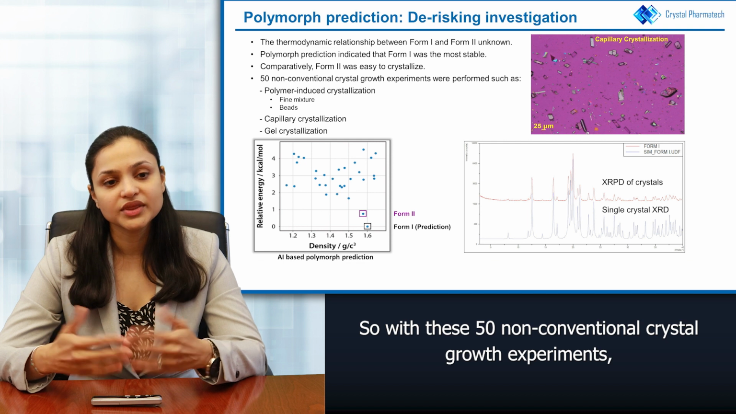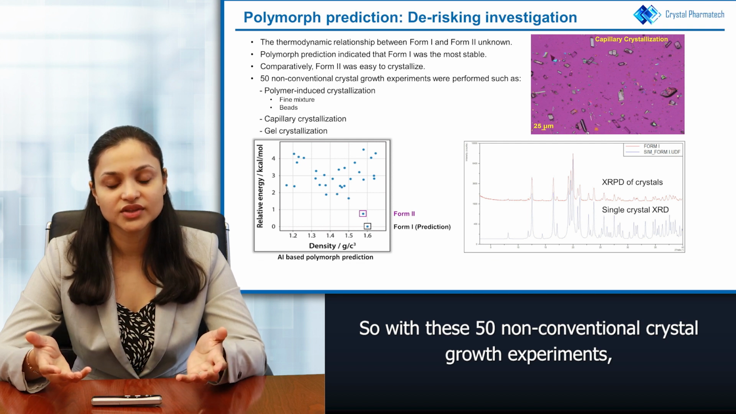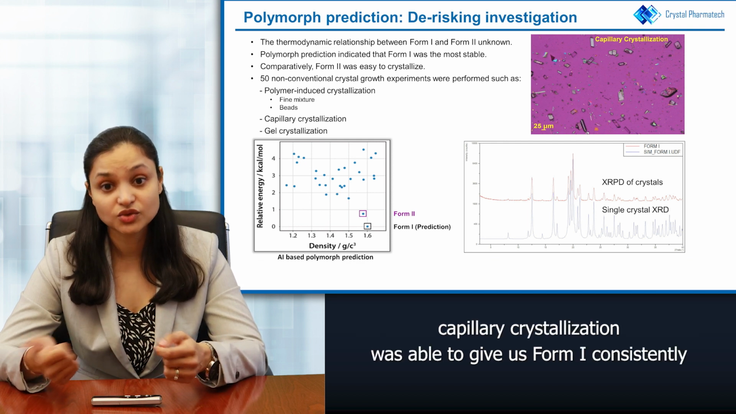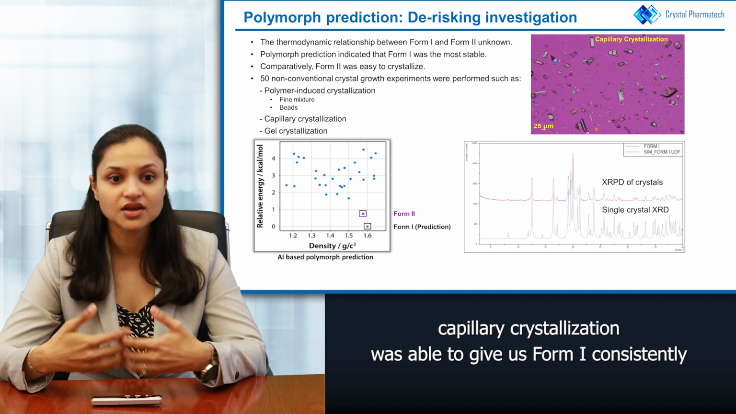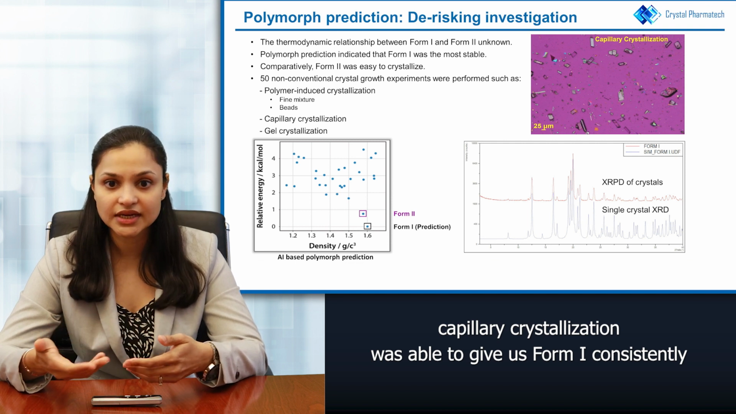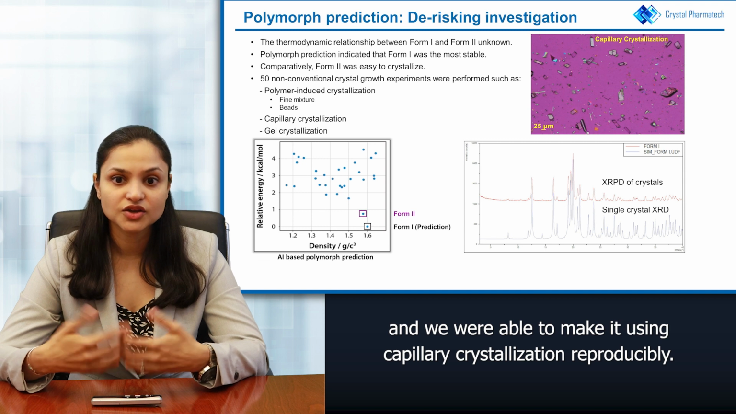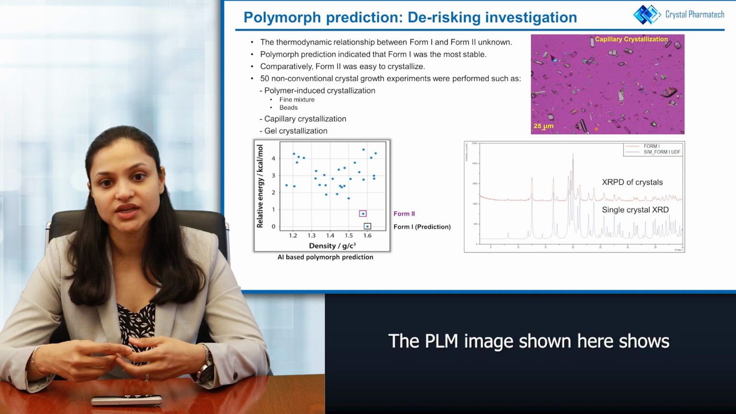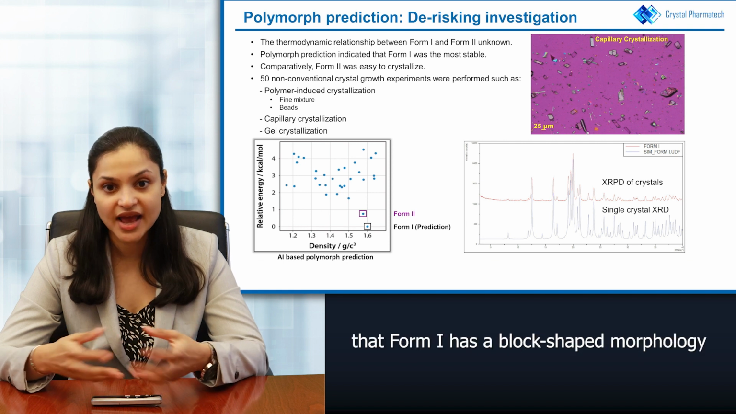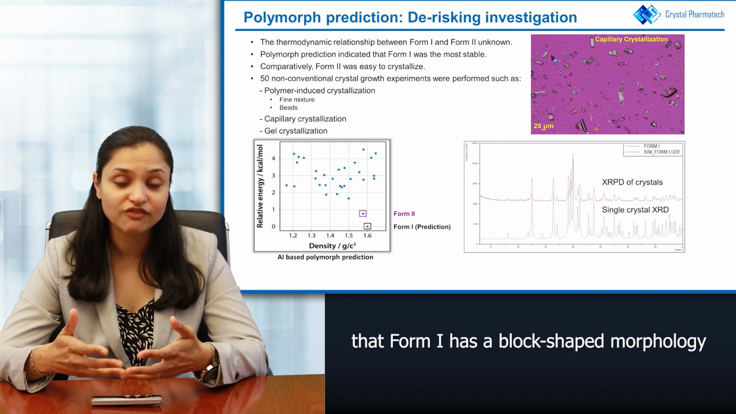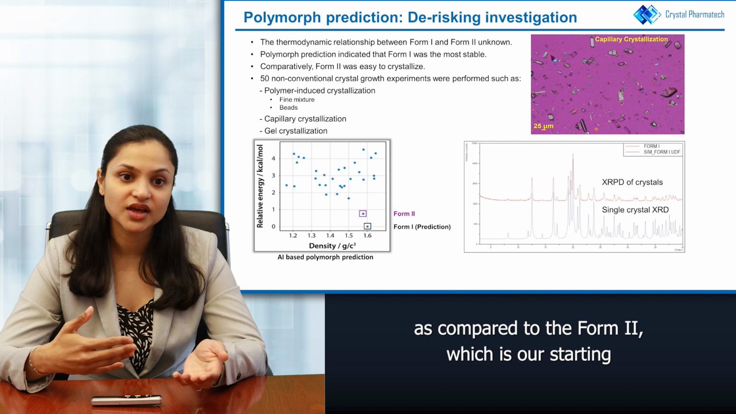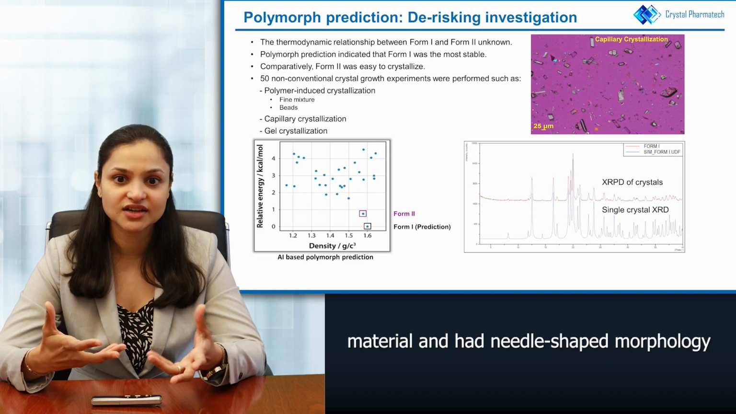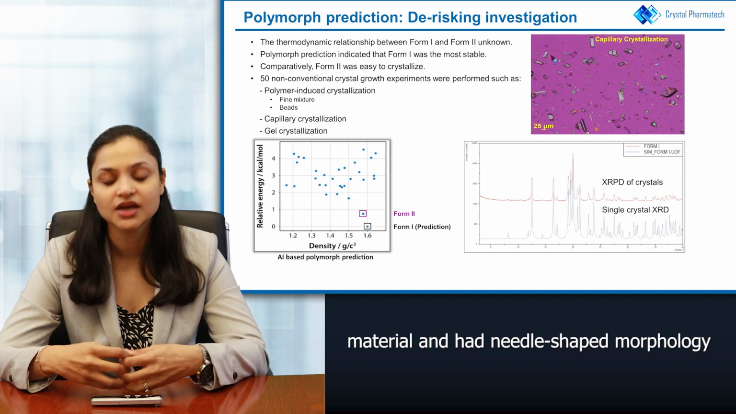So with these 50 non-conventional crystal growth experiments, capillary crystallization was able to give us form 1 consistently, and we were able to make it using capillary crystallization reproducibly. The PLM image shown here shows that form 1 has a block-shaped morphology as compared to form 2, which is our starting material, and had needle-shaped morphology.